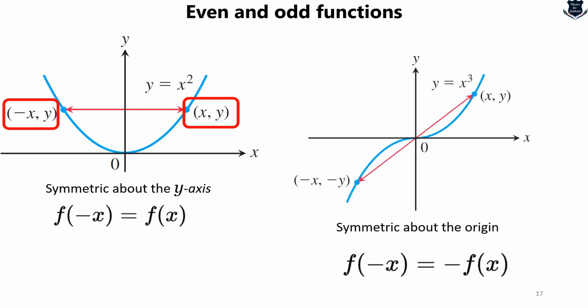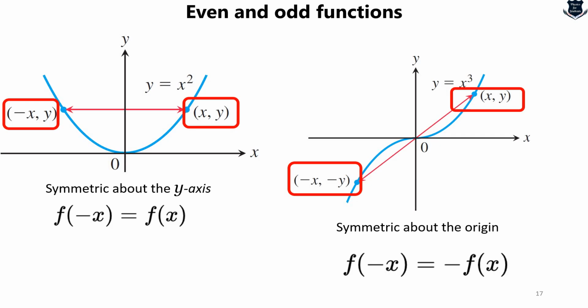Whereas if I get this kind of graph, the graph of an odd function, this is symmetric about the origin. Why? Because f of minus x equals minus f of x. This condition we have seen earlier. So a point (x, y) lies on the graph if and only if the point (minus x, minus y) lies on the graph. A graph is symmetric about the origin if rotating it 180 degrees about the origin leaves the graph unchanged.